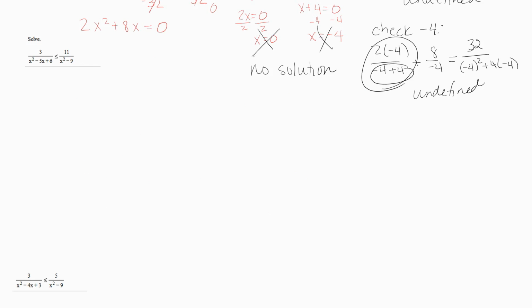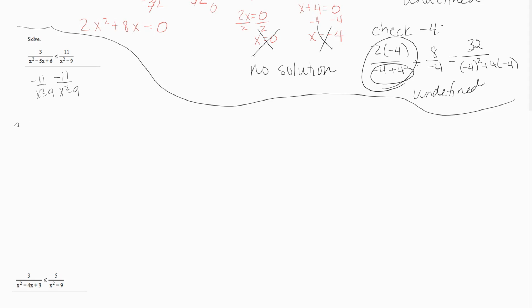Okay, so now we're going to work on this next one. And the next two actually are very, very similar. So we want to know, when is 3 over x squared minus 5x plus 6 less than or equal to 11 over x squared minus 9? Now the first thing we need to do is get everything on one side so that it's less than or greater than 0. And then we're going to make it so that it's one fraction. So I'm going to subtract 11 over x squared minus 9 from both sides.